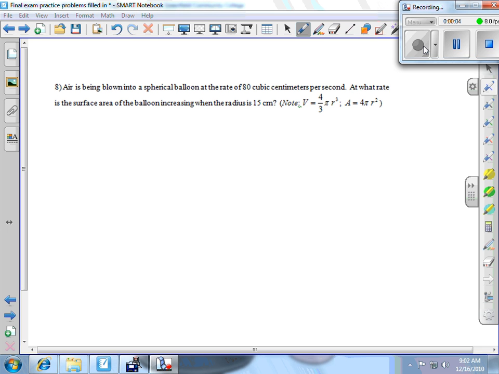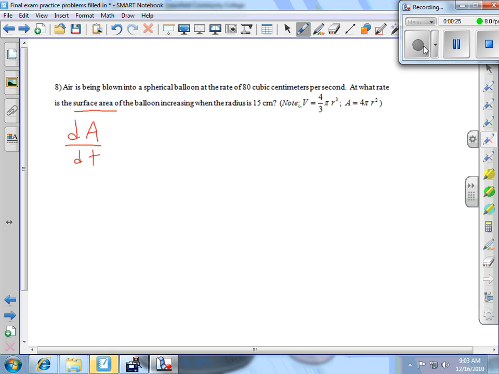Number 8, air is being blown into a spherical balloon at a rate of 80 cubic centimeters per second. At what rate is the surface area of the balloon increasing when the radius is 15 centimeters? And we're given formulas for volume and surface area of a sphere. It's not really clear why we have two formulas there. Seems like we just need the surface area formula.